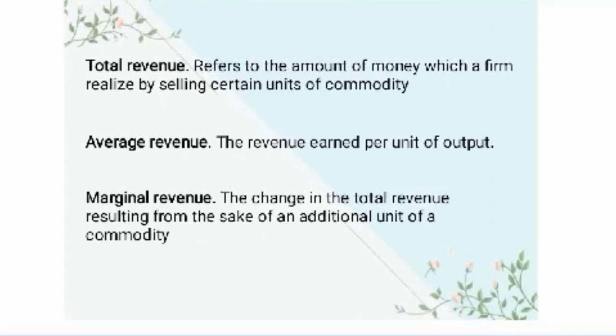The second is the average revenue. It is the revenue obtained by the seller by selling per unit of the commodity. It is obtained by dividing the total revenue by total output. The next is the marginal revenue, the net revenue obtained by selling an additional unit of the commodity. It is the change in total revenue which results from the sale of one more or one less unit of output, according to Ferguson.